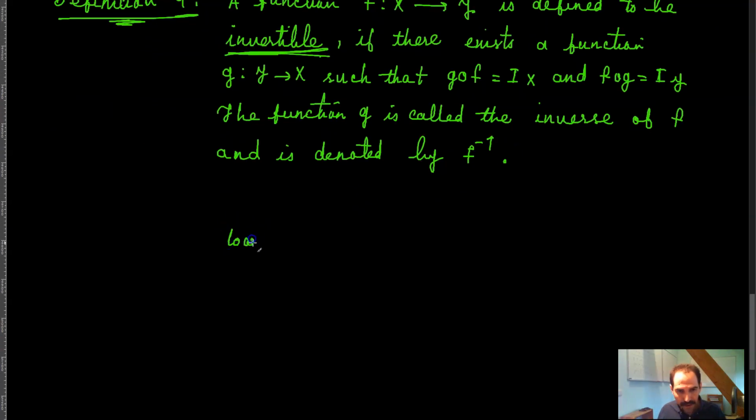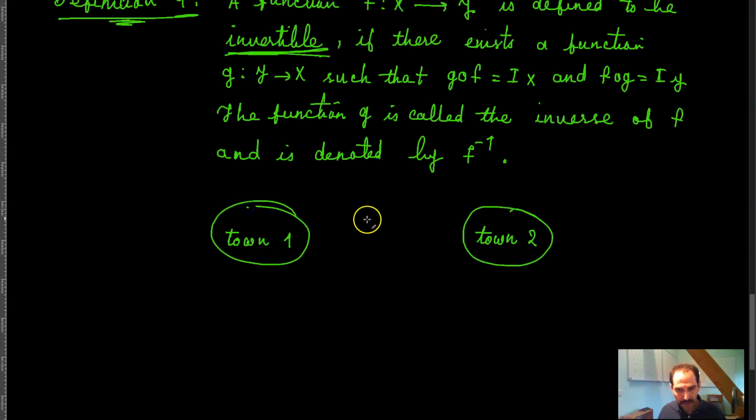It's just like, for example, you are in town 1, and there is also town 2 over here, right? So there are these two towns. Now suppose that there is a bus that takes you from town 1 to town 2. I call it bus 1. And suppose that there is some other bus that takes you from town 2 back to town 1. Now this is bus 2.